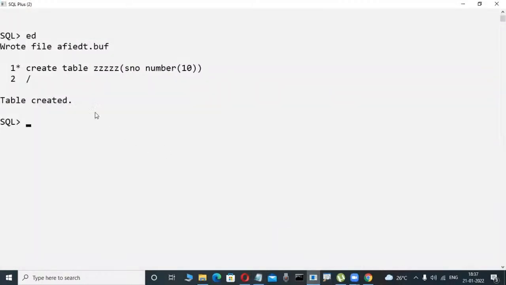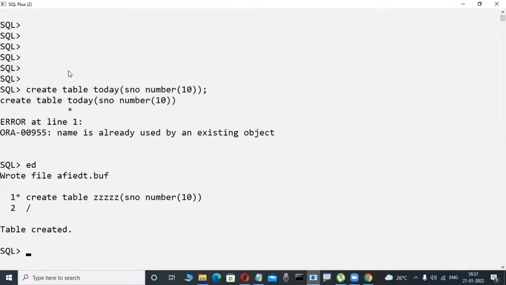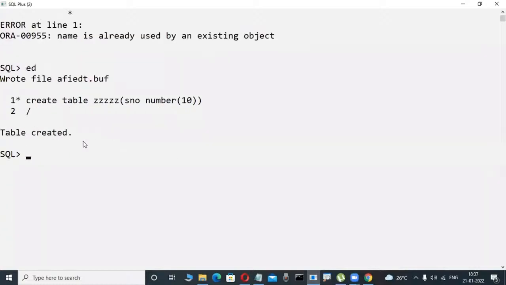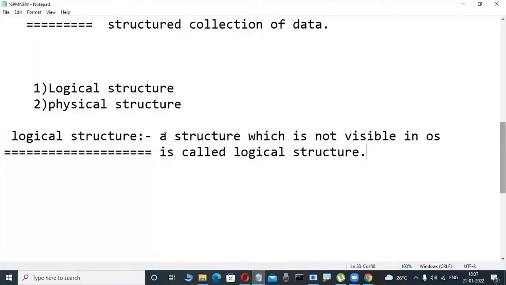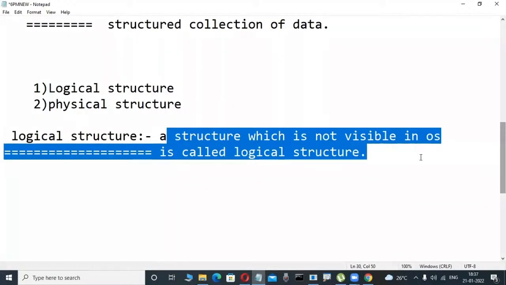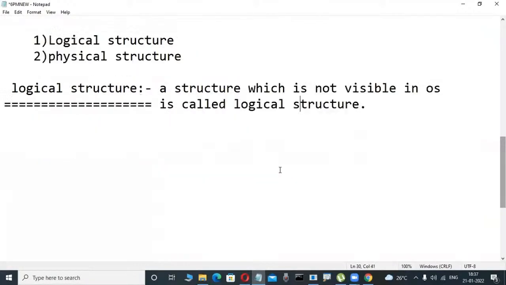But where is it visible? Yes, in a database. This is a database only, don't worry. In this database only, it is visible. So those tables are visible in a database, and not visible in your C drive, D drive like that. That's why a structure which is not visible in the operating system is called a logical structure.